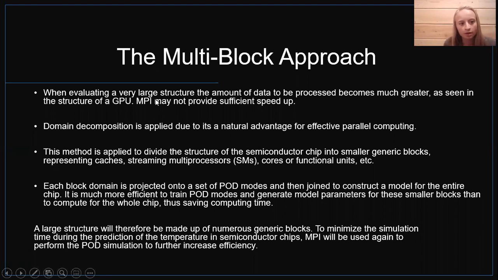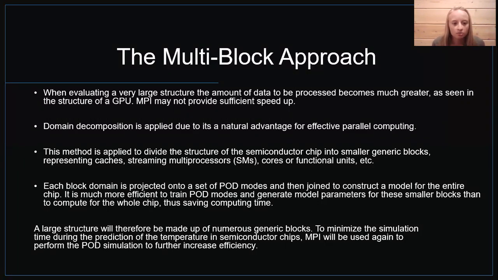So for the multi-block approach, when evaluating a large structure, the amount of data to be processed becomes much greater, as seen in the structure of a GPU. MPI may not provide sufficient speedup. Domain decomposition is applied due to its natural advantage for effective parallel computing. This method is applied to divide the structure of the semiconductor chip into smaller generic blocks. These blocks represent caches, streaming multiprocessors, cores, functional units, and more.